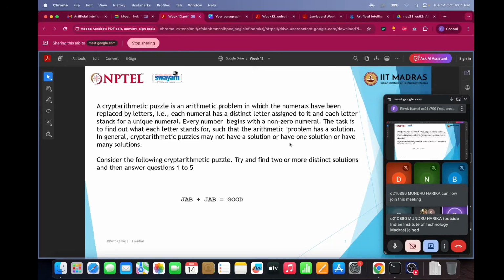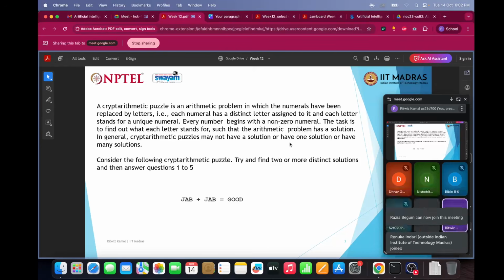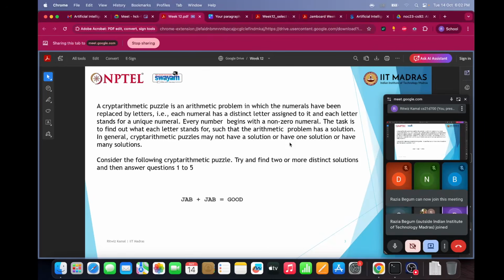So this is the first question for you. Let me walk you through it. The question says that a cryptarithmetic puzzle is an arithmetic problem in which the numerals have been replaced by letters. That is, each numeral has a distinct letter assigned to it, and each letter stands for a unique numeral. Every number begins with a non-zero numeral. The task is to find out what each letter stands for such that the arithmetic problem has a solution. In general, cryptarithmetic puzzles may not have a solution, or have one solution, or have multiple solutions.